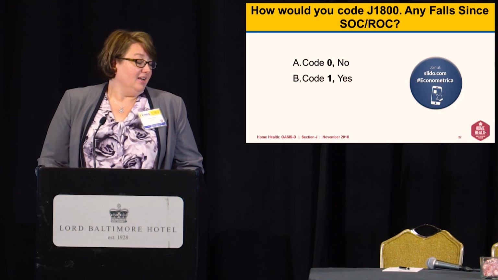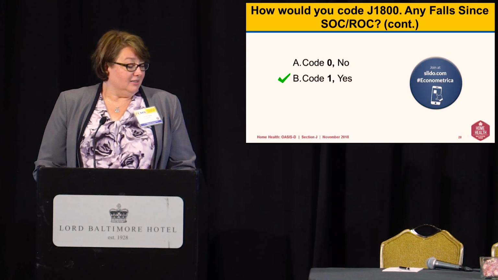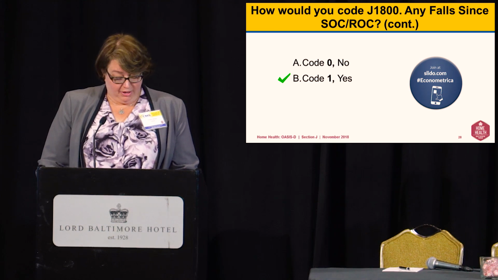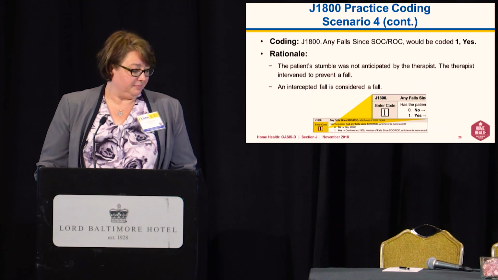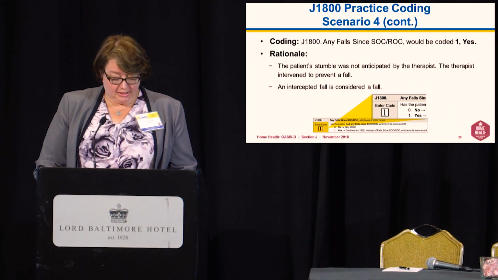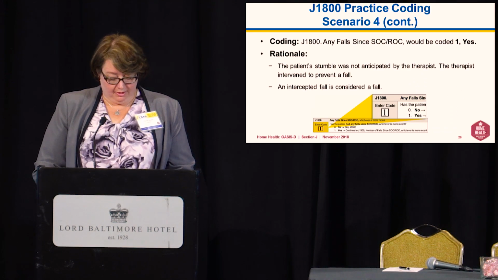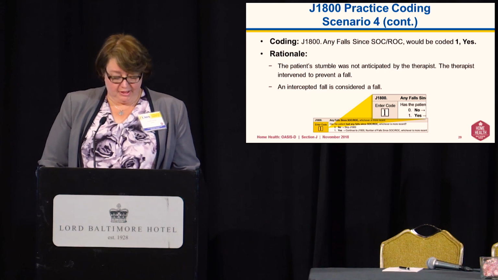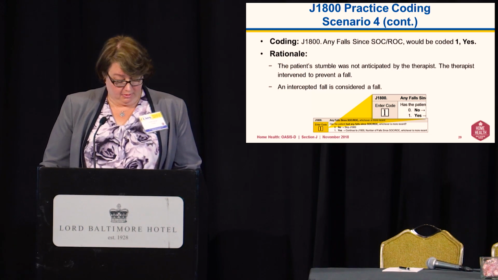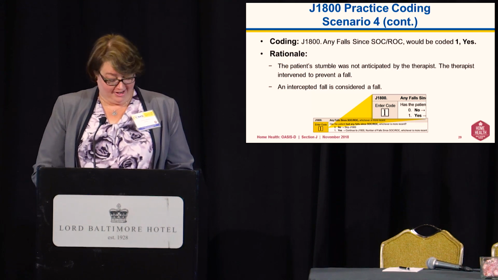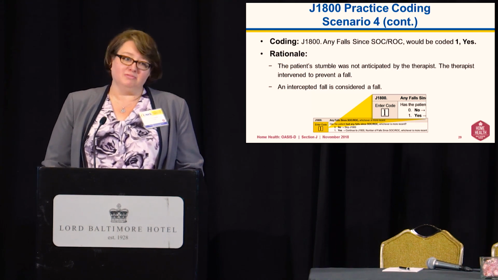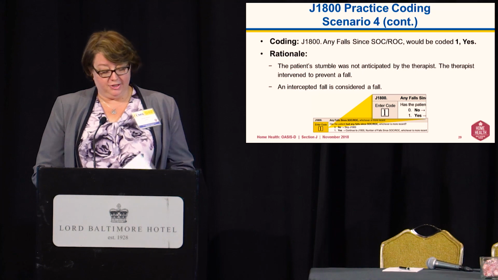Okay. So the answer is code 1, yes. We would actually consider that a fall. Let's look at the rationale for that one. The patient's stumble was not anticipated by the therapist. The therapist intervened to prevent the fall. Remember, now this would be considered an intercepted fall, right? And an intercepted fall is actually considered a fall for J1800.